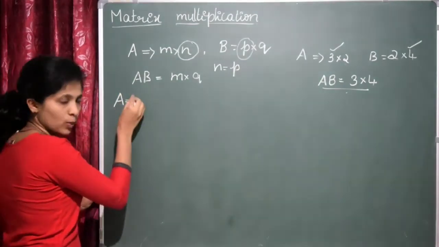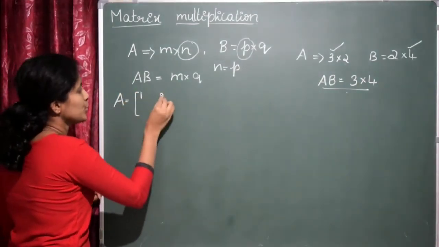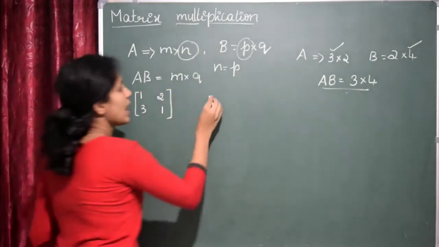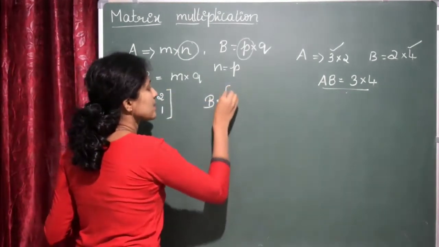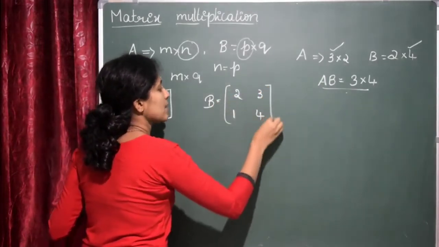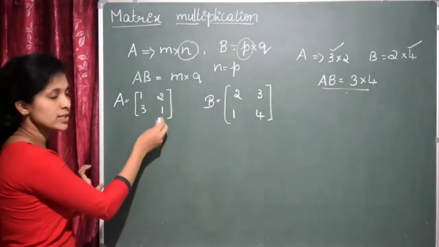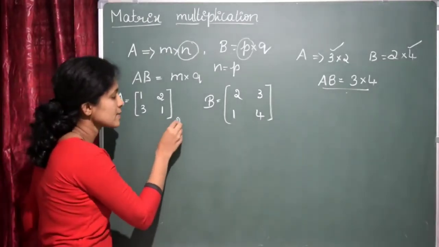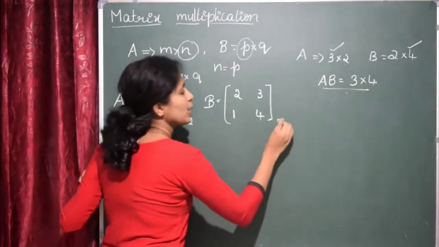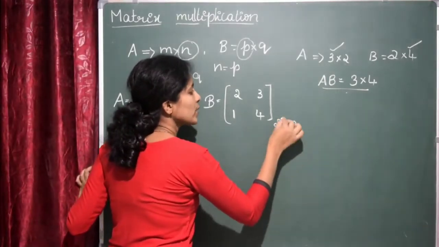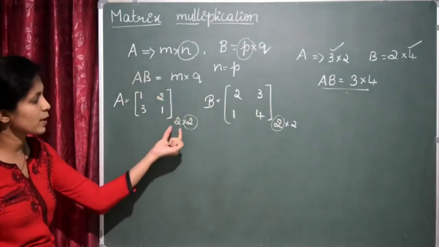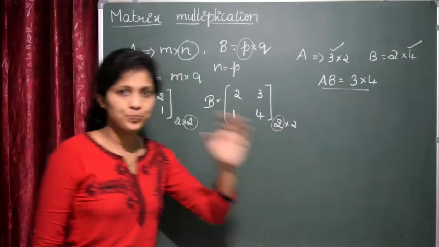Let A be the matrix 1, 2, 3, 1. A simple example I will consider, and we will consider the matrix B as 2, 3, 1, 4. So these are matrices A and B. Now what is the order of these matrices? You know that it is 2 by 2, right? The order of this matrix is 2 by 2 and the order of this matrix is 2 by 2. Here 2 is equal to 2. Now you have to get one matrix that should be of order 2 by 2.